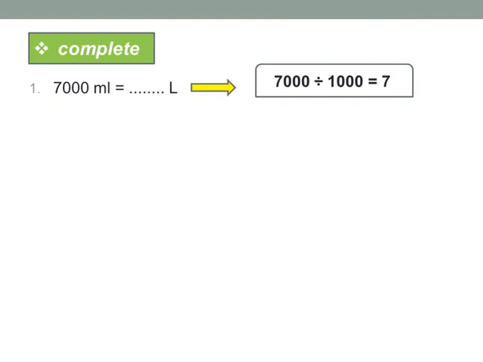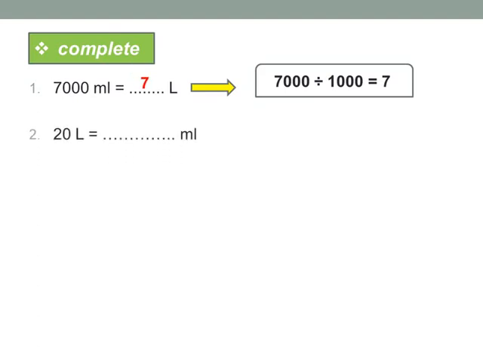Let's take another question. Complete. Number 1, 7,000 milliliters equal how many liters? Now we want to convert from the small unit milliliter to the big unit liter. If we want to convert from the small unit to the big unit, we divide. We remember that 1 liter equals 1000 milliliters, so if we want to convert from milliliter to liter, we divide the number by 1000. As we see here in this step, we will divide 7,000 by 1000. 7,000 divided by 1000 equals 7, and the answer will be 7.